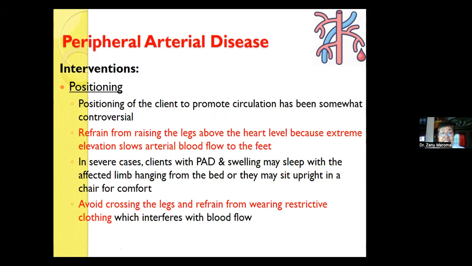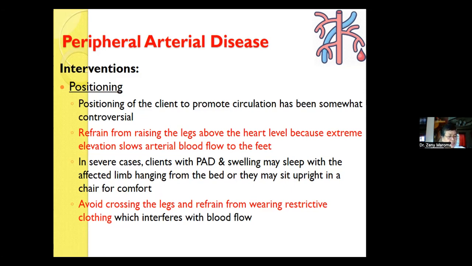Positioning of the client to promote circulation is somewhat controversial. Ano ba yung positioning? Avoid prolonged sitting. Avoid prolonged standing. Kasi pag ang pasyente ay nakatayo, maganda yung blood flow to the leg. Pero avoid prolonged standing, no? Kinakailangan itataas din yung leg to promote venous return. Refrain from raising the leg above the heart because extremity elevation slows arterial blood flow to the feet. Kaya controversial. Ibig sabihin, pag itinaas natin ang paa, it will promote venous return. Pero compromise naman yung arterial flow.